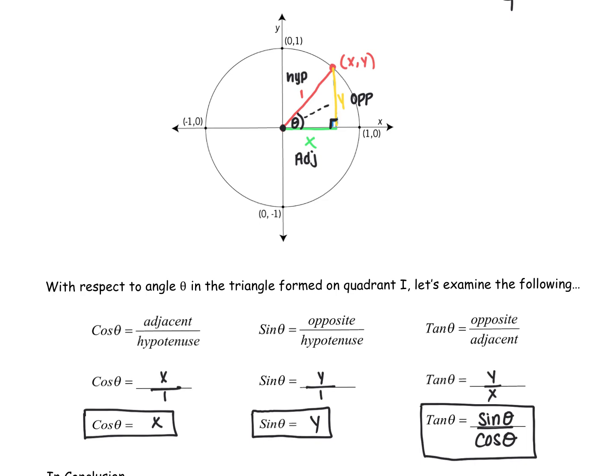So technically, we can say this point, (x, y), is the same thing as saying cosine of theta, comma, sine of theta, right? Because x is my cosine, so if this is x, this is x. And then if y is my sine, then y is my sine. So any point on the unit circle, the conclusion is that it's going to be cosine of theta, comma, sine theta.